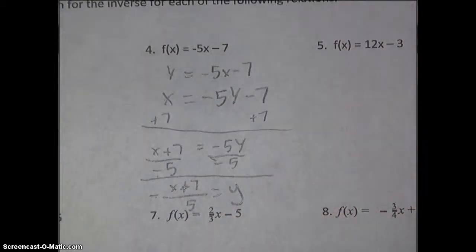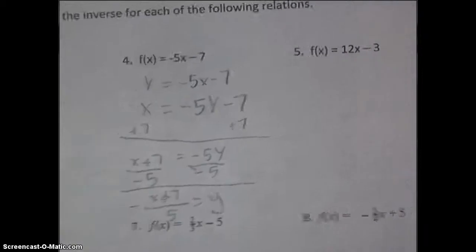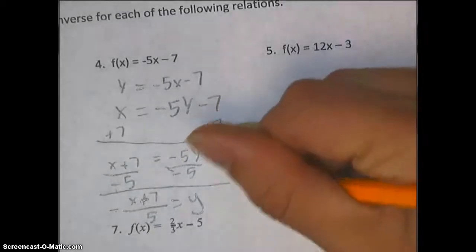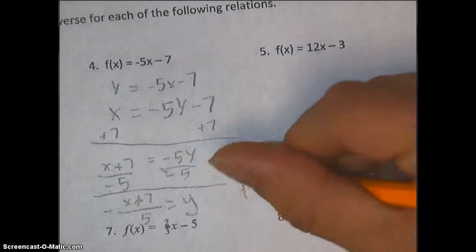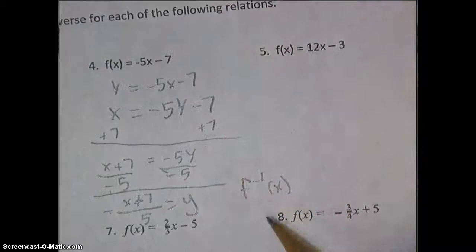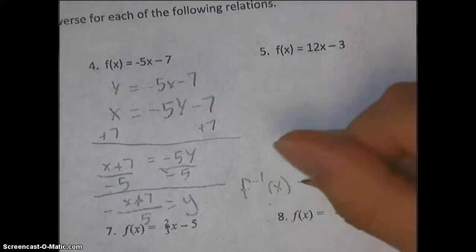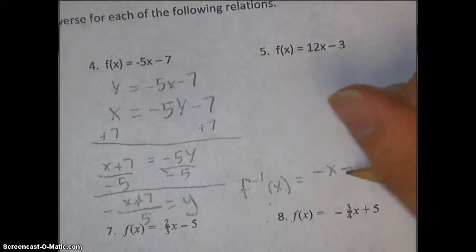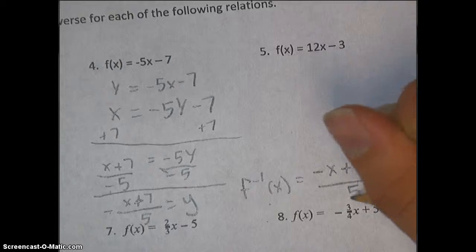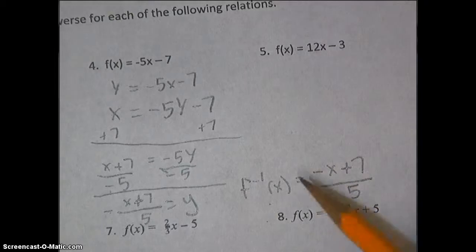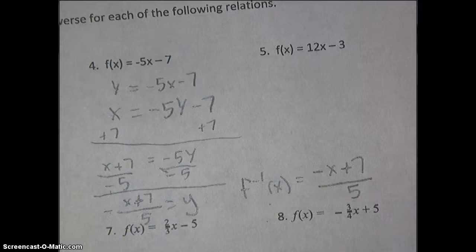The last step is to write it in function notation. So what you really need to do is write f negative 1 of x. This is a symbol for inverse. Equals negative (x plus 7) over 5. And I moved that minus sign again. That negative could be on the bottom, it could be on the side, it could be on the top. It doesn't really matter where that negative is. This is the inverse. All right, I want to show you one more.